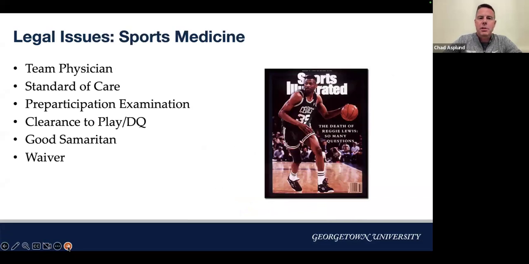These are the topics that we'll cover tonight. The legal issues: we'll talk about what the legal issues surrounding the team physician are, what is standard of care and how does that apply? Is there a legal requirement for a pre-participation exam, and if so, what should that entail? Clearance to play or disqualification decisions: who have the courts sided with in the past, who has the last say on clearance to play?